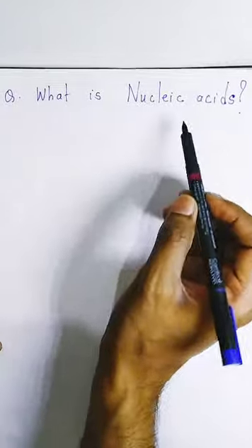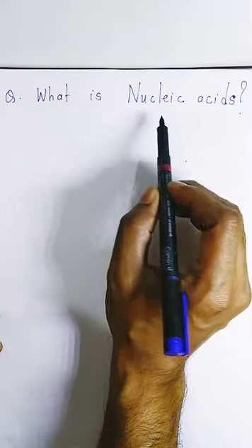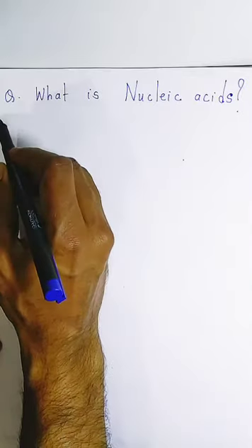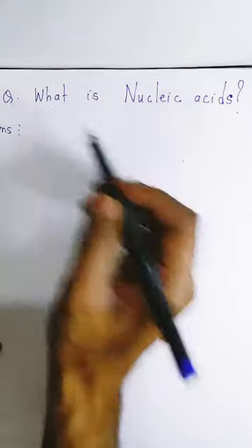Inside the nucleus, the acids are DNA and RNA. That DNA and RNA will be called nucleic acid. Now, students, what will be the exact definition of nucleic acid? How do we write it if anybody asks what is nucleic acid?